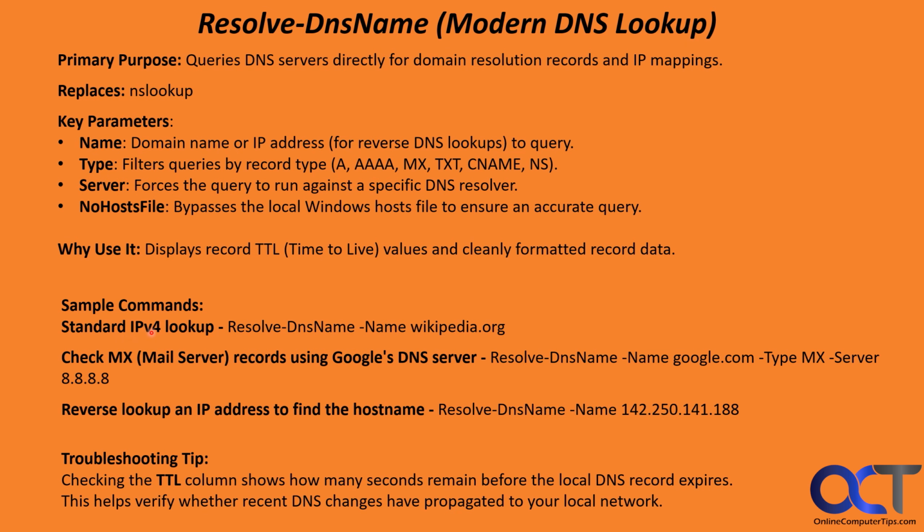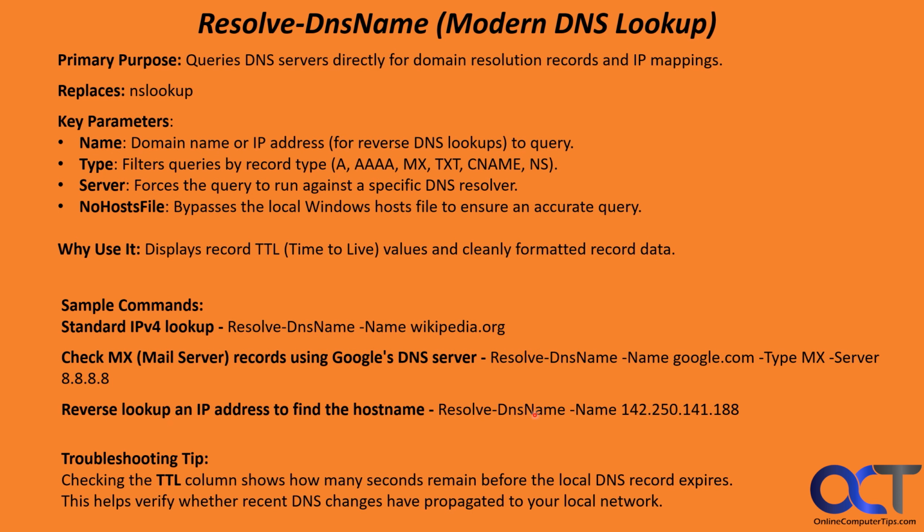So a standard IPv4 lookup. So Resolve-DnsName, resolving wikipedia.org. Then if you want to check the mail server records using Google's DNS server, so Resolve-DnsName for google.com, the type is MX for mail, and the server is 8.8.8.8, which is Google's DNS server. And then we have a reverse lookup of an IP address to find the host name.